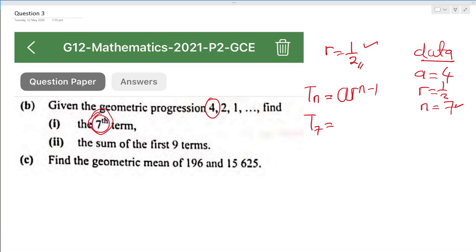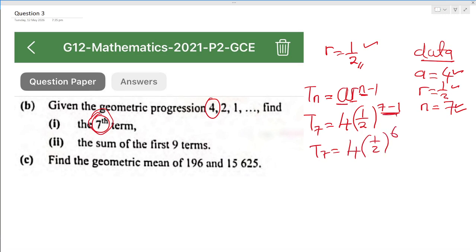All right, we proceed. So where was I? Yeah, so we're plugging in the values. What is our A? Our A is a 4 there. Say 4, open the bracket. What is our R? Our R is 1 over 2. So we're going to say 1 over 2, close bracket. What is our N? Our N is a 7 right there. So 7 minus 1. Then we solve. T7 is equal to 4 to the power 6. Okay, 7 minus 1 up here gives us a 6. So meaning term number 7 will be equal to 4 open bracket.